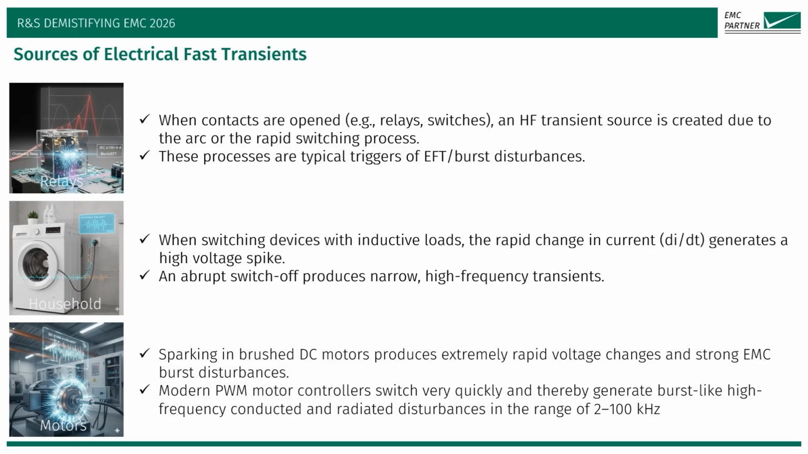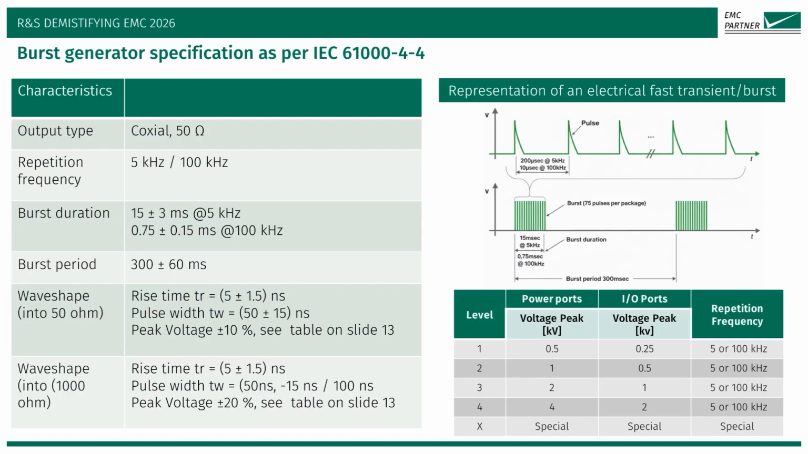Also, brushed motors and modern PWM motor drives are a strong source of burst-like disturbances in the range up to 100 kHz. Burst is therefore very common in industrial environments. The standard IEC 61000-4-4 defines very precise generator parameters. We have a rise time of about 5 nanoseconds, a pulse width of around 15 nanoseconds, and repetition frequencies of 5 kilohertz or 100 kilohertz. These are extremely fast signals.